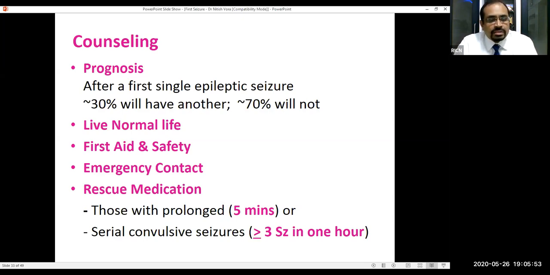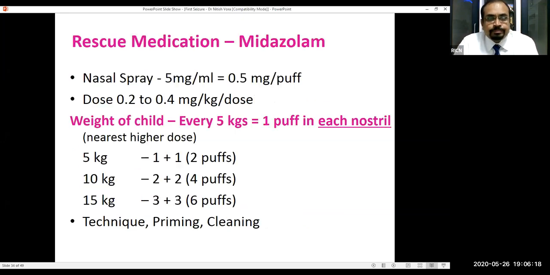Now it's 3 conditions. We did 2 here. One is prolonged seizure, so any child who has a seizure more than 5 minutes. Second, serial seizures, so like 3 or more seizures in 1 hour. And third, for our scenario in India, if the child is coming from an area where it is difficult to access the health system, very far from the hospital or clinic, in that case, even for a shorter seizure, I will give midazolam spray. So if you're in doubt, give a midazolam spray.